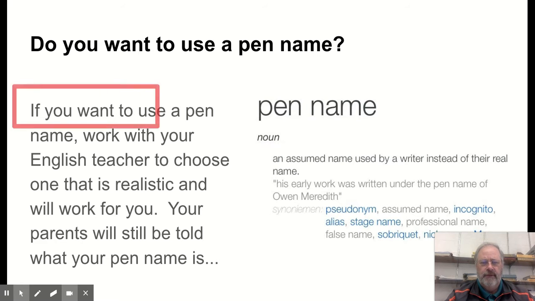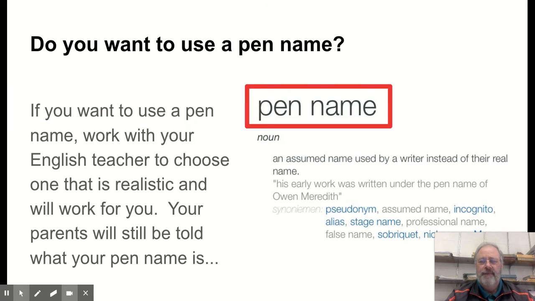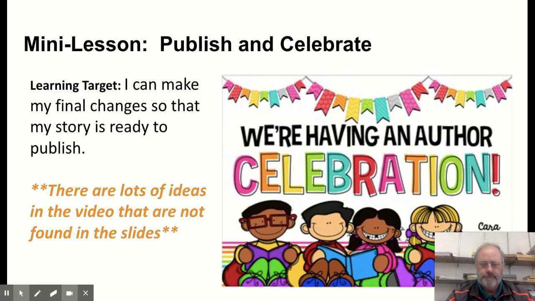Before we start, I want to talk about what a pen name is. A pen name is an assumed name used by a writer instead of their real name. We're going to ask you to put your name on your story, and if you want to use a pen name, you can do that. It just has to be approved by me.